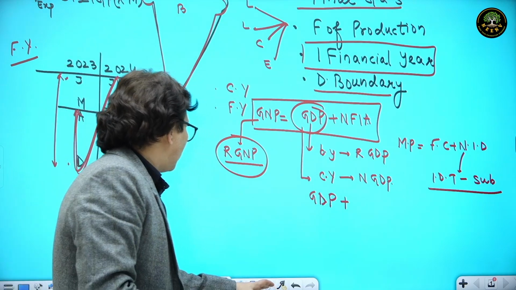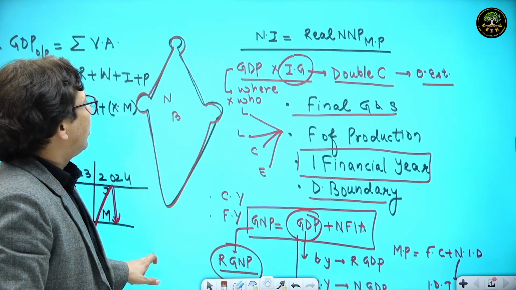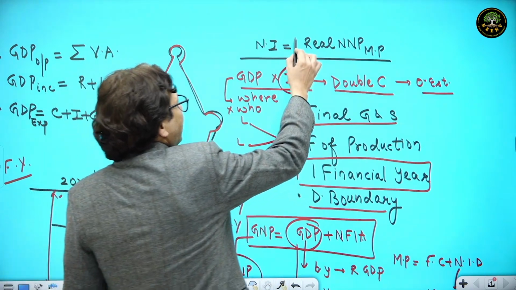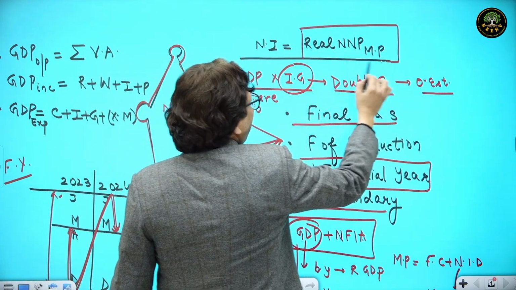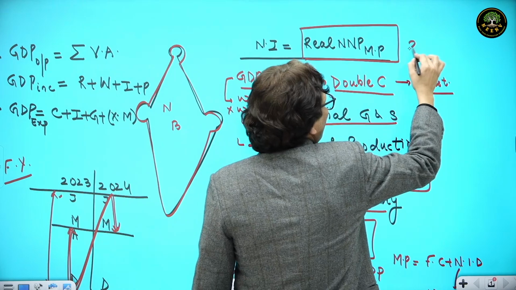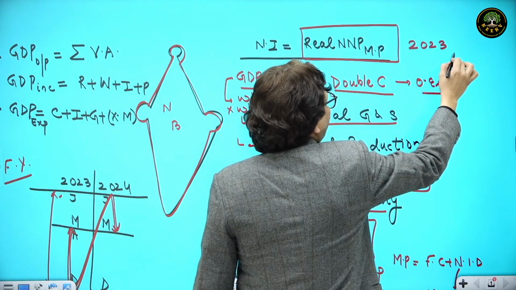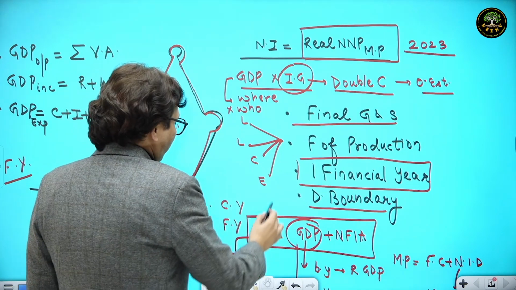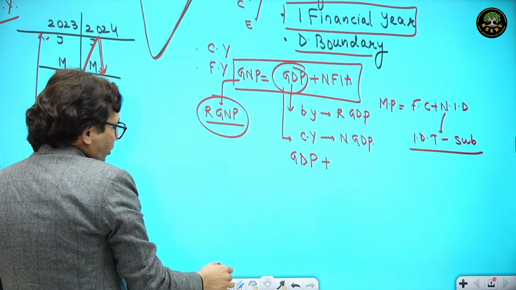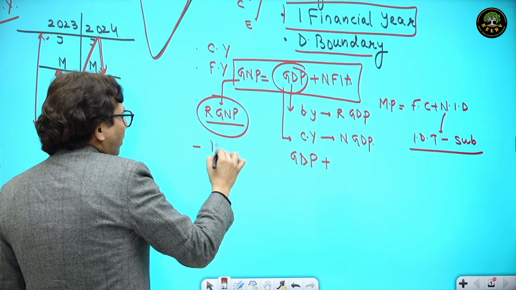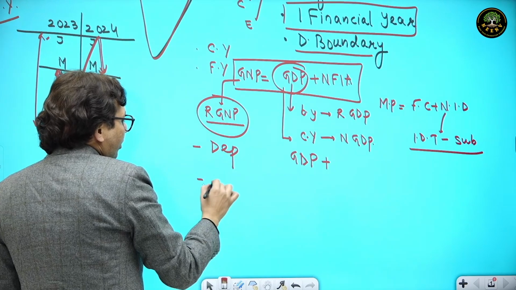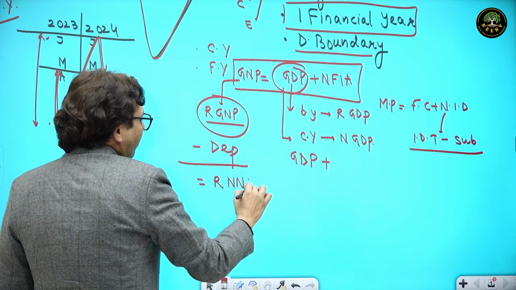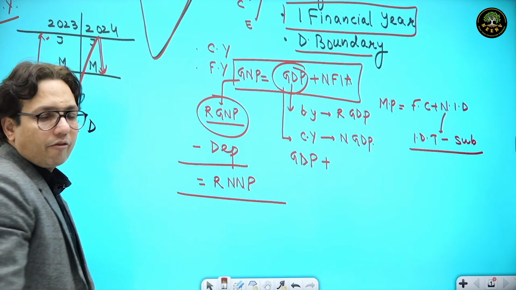Why am I discussing all these things with you? Because when I say national income, it is real NNP at MP. If I talk about 2023, national income of India is real NNP at MP. Now I just missed one thing. From this real GNP, if I subtract depreciation, I would be getting real NNP.